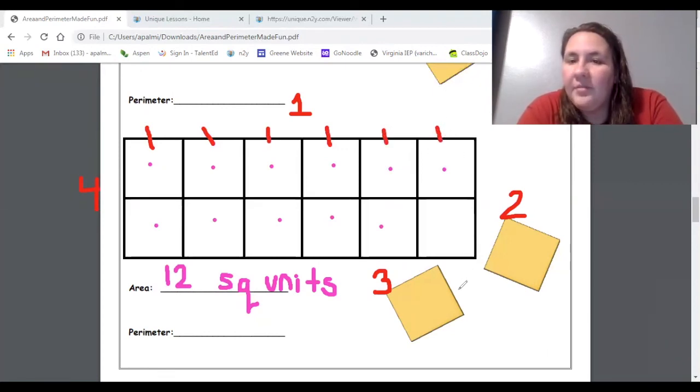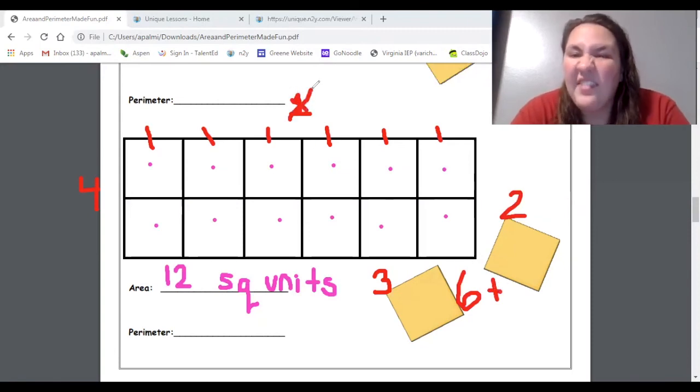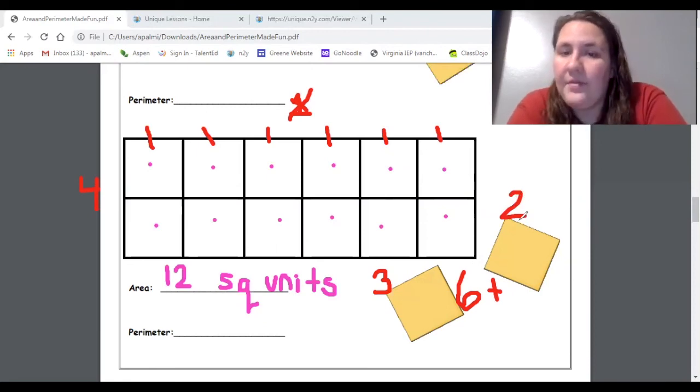Beautiful job, 6. So let's put our answer here for 6. Sorry, that's a little bit of a wonky 6. I'm going to put my plus sign because I know I have more sides to count, and I'm going to cross this out because I got that side already, okay? So now I'm going to go to my next side. We're on this number over here where my marker is, a number 2. And can you count how many units are on that side?